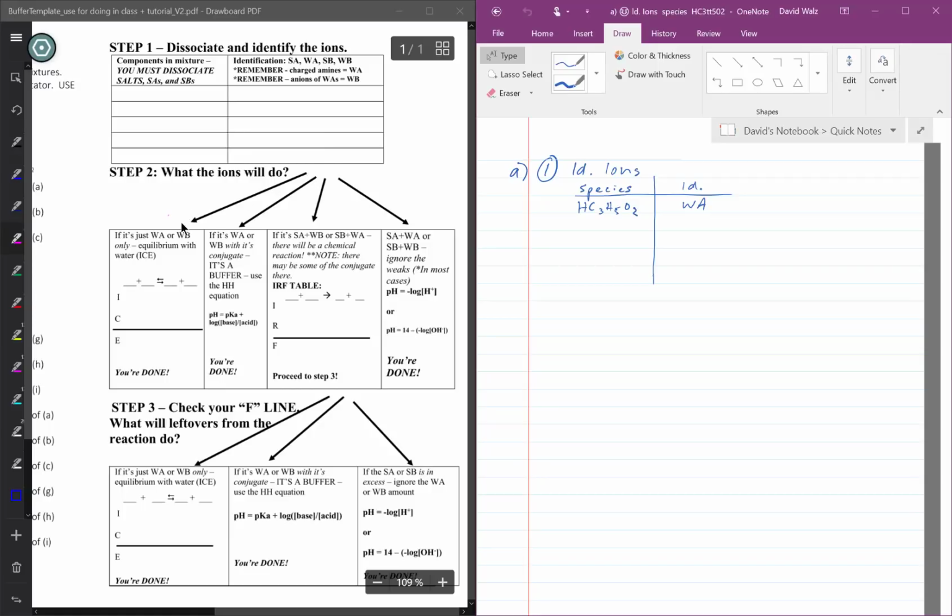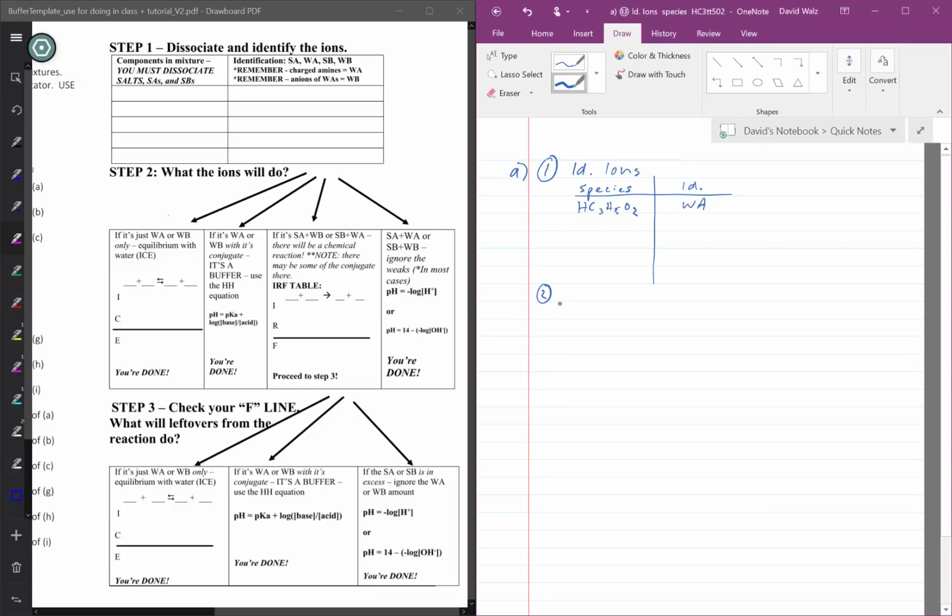So you could have this case, and this is actually what's happening right now. You could just have a weak acid, and that's what we have. We don't have anything else. We don't have a strong base with it. We don't have a strong acid. We don't have its conjugate. This is all we have, right here. So this is going to be us, this pathway right here.